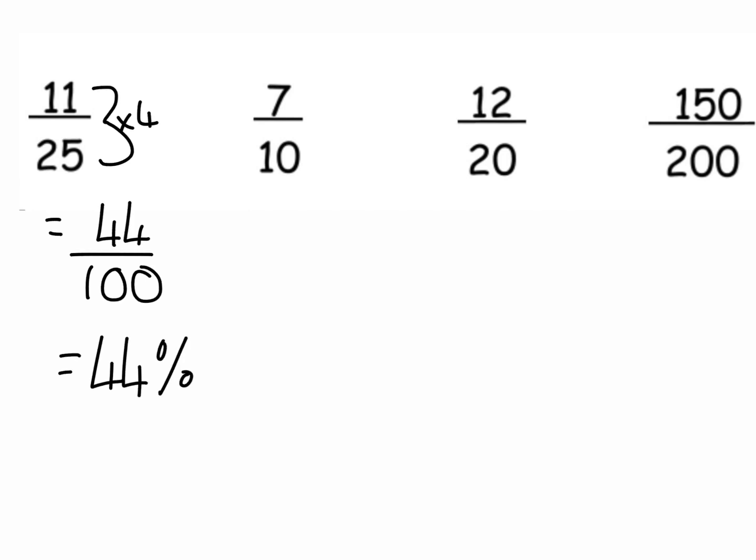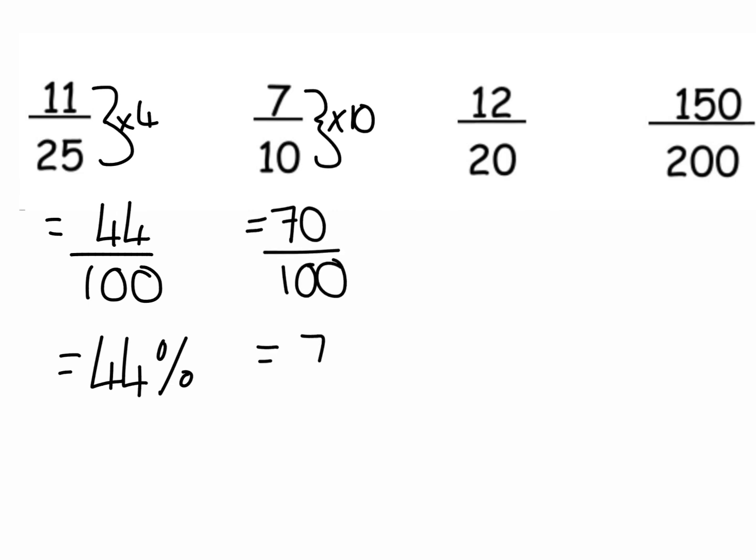For the next one, it's a really easy one to make out of 100. All I need to do is times top and bottom by 10. So I end up with 70 out of 100. And 70 out of 100 is 70%.